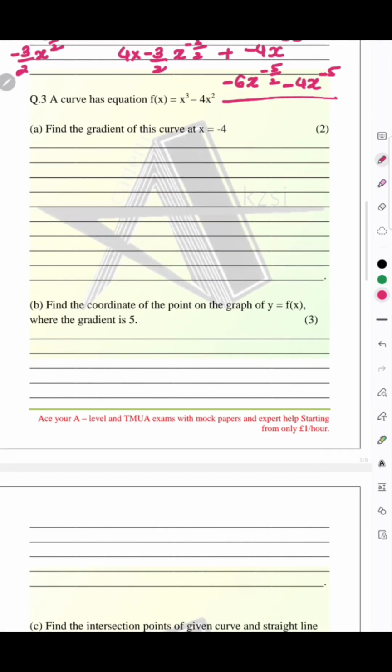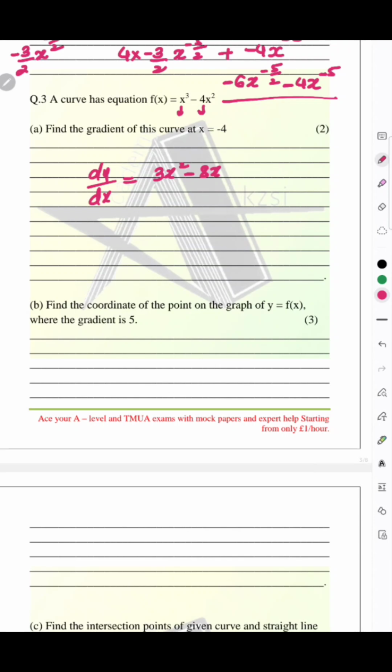Moving on to the question number 3. A curve has equation f of x equals x cubed minus 4x squared, and we have to find the gradient of this curve at x equals negative 4. Same, we have to differentiate it. So differentiation of x cubed, because these are two terms, so we can differentiate them separately. Differentiation of x cubed is 3x squared, and differentiation of minus 4x squared is minus 8x.